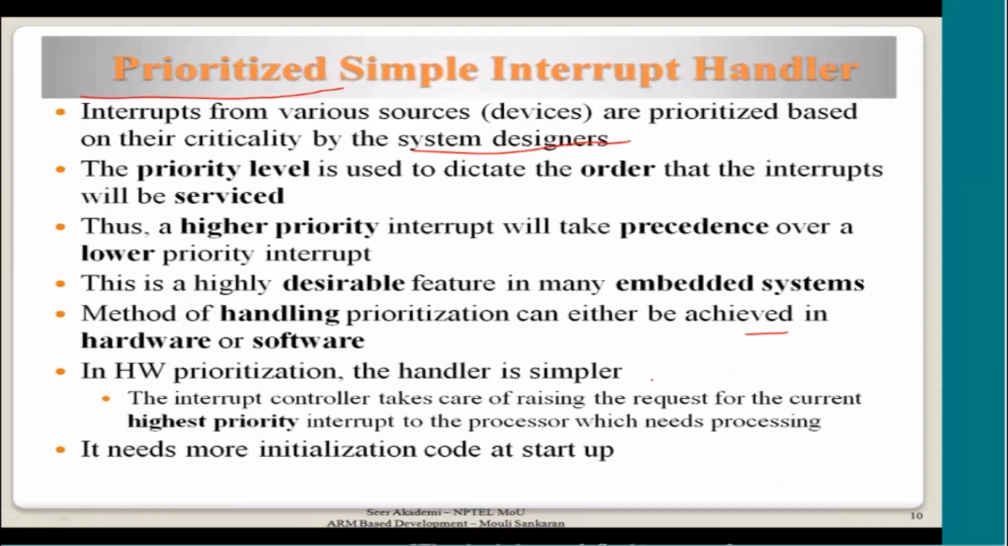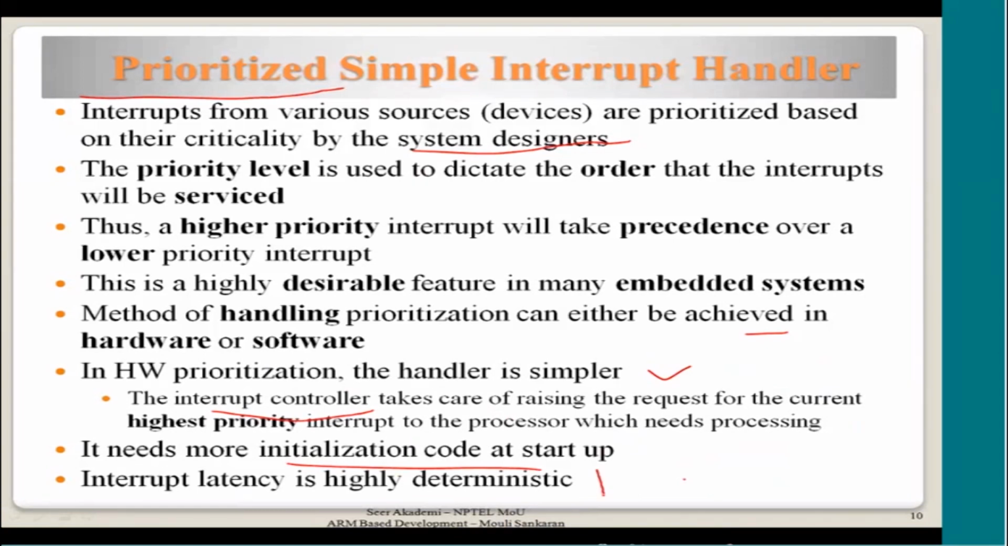So I explained about the hardware prioritization, and the other way of doing it is in software. So it needs more initialization code, of course. The startup code will be there because you have to initialize it with all the handling of interrupts and devices. The interrupt controller needs to be initialized and priorities need to be decided. So these are the things we need to do.